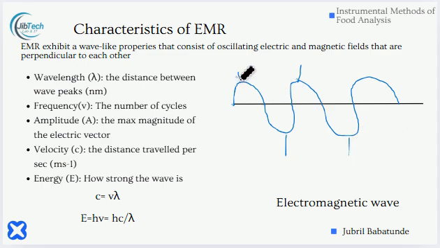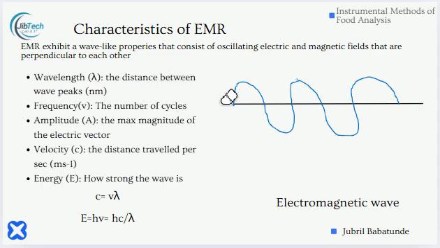So the distance between this and this is what is known as a wavelength, and this is the unit of wavelength. The distance between this and this is one wavelength, and the distance between here and here is another wavelength. So the distance between peaks is known as a wavelength.